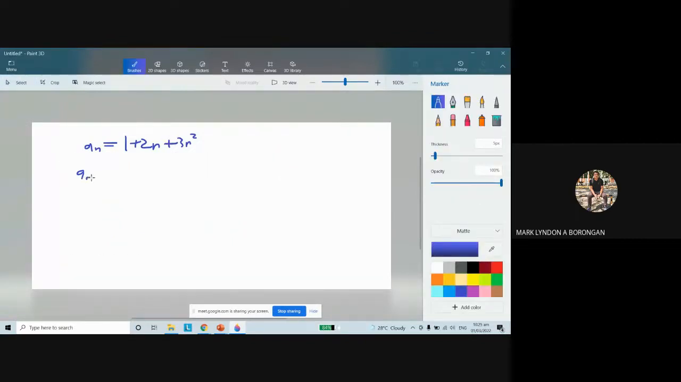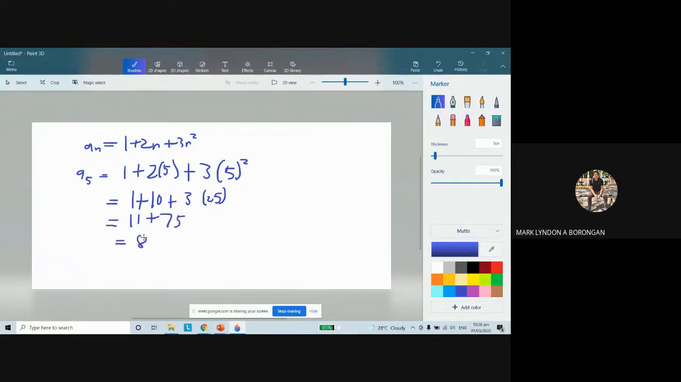So you have there a sub 5. So you'll put there sa atong n 2 times 5. Diba? Plus 3 times 5 squared. So ana ra? And then simplify. Simplify kita after substituting. So 1 plus 10 plus 3 times 25. Okay. Now this will be 11 plus 75, which is just equal to 86.